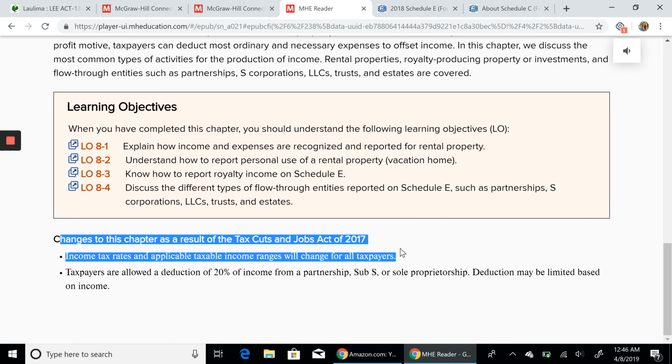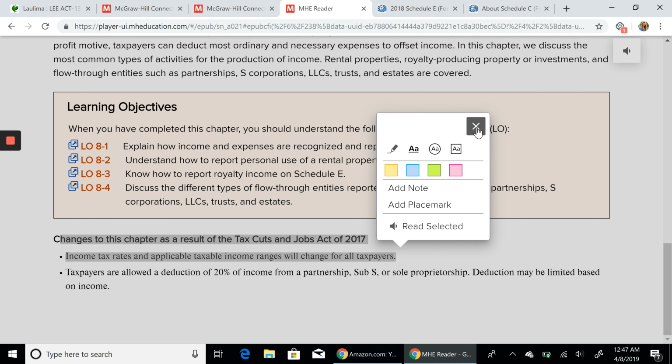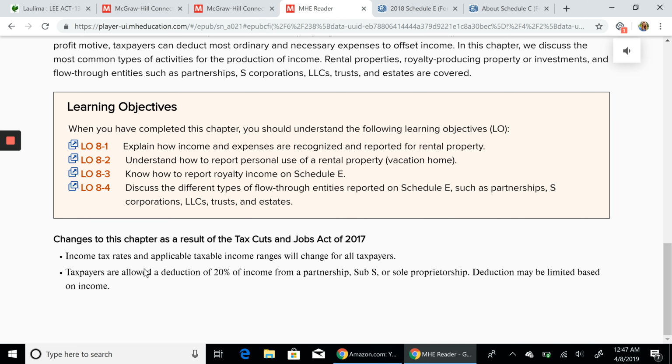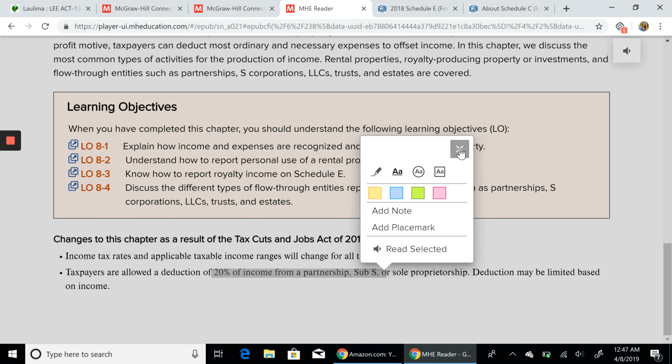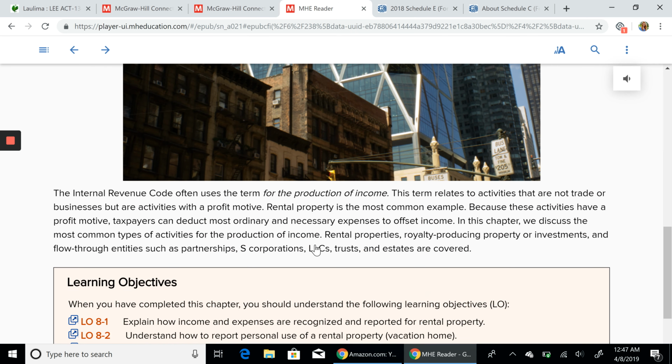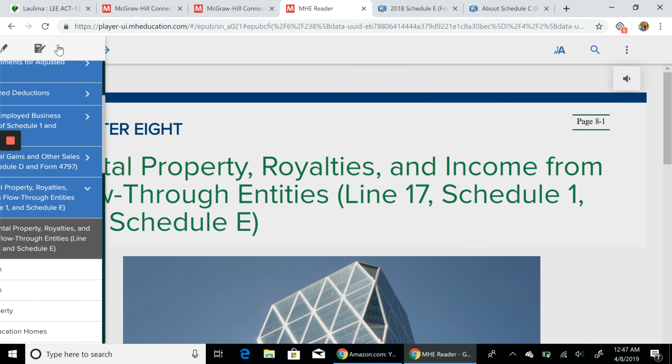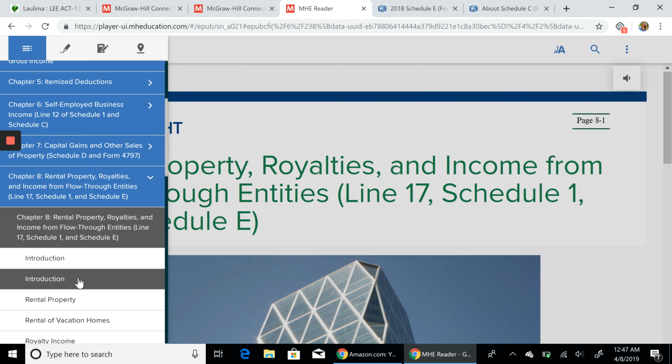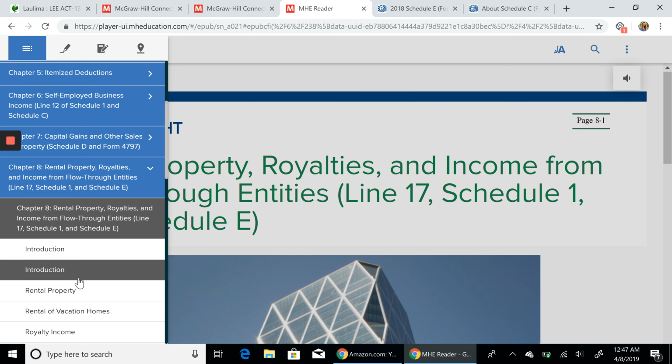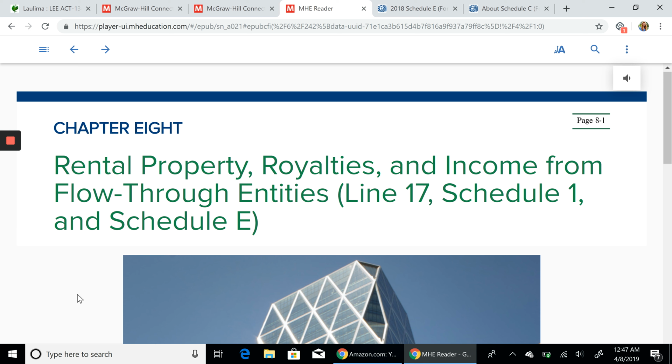So there were changes as a result of the recent Tax Cuts and Jobs Act. Income tax rates and applicable taxable income ranges, so those changed. Obviously, that impacts the taxability. This 20% of income deduction on flow-throughs, it's kind of a general side of things. There actually were a lot more changes based on depreciation of the building or real estate itself, but those rules do get rather complex, and we probably will not be going into those in the chapter.